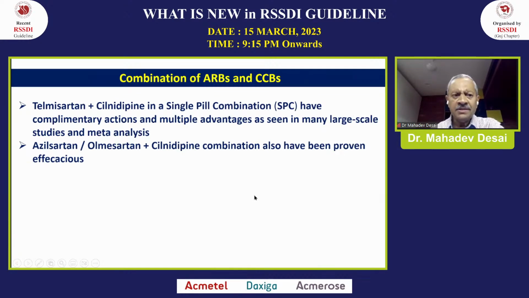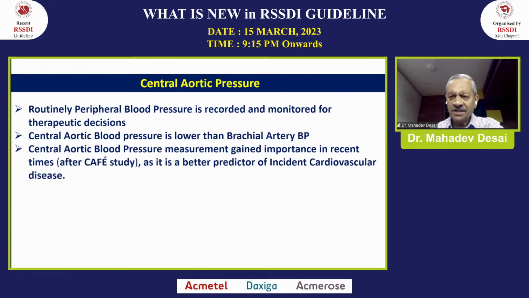What about combinations? The telmisartan and cilnidipine single pill combinations have complementary actions and multiple advantages seen in large-scale studies and meta-analyses. So this is a combination. If the initial pressure is high, RSSDI suggests strongly the combination of telmisartan and cilnidipine. Alternatively, escitalopram with cilnidipine or olmesartan with cilnidipine combinations can also be given because they are also found to be useful. And the last slide is about the central aortic pressure.